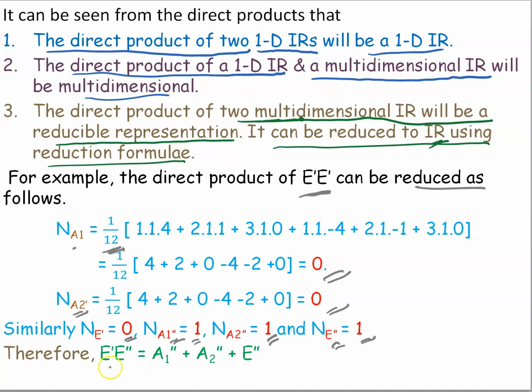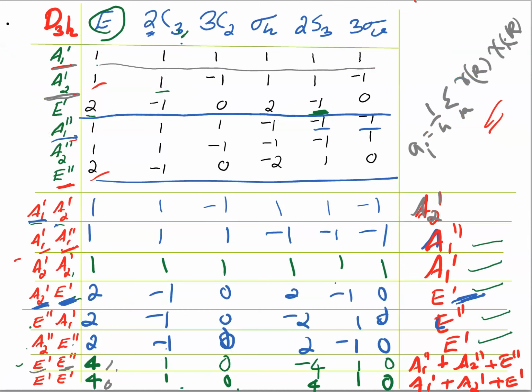Sorry, we are discussing E dash E double dash, not E dash E dash. So E dash E double dash is equal to A1 double dash 1, A2 double dash 1 and E dash 1. In this way you can reduce it. That is not a problem. Another important thing you can see here, that is here you can see A2 dash into A2 dash.